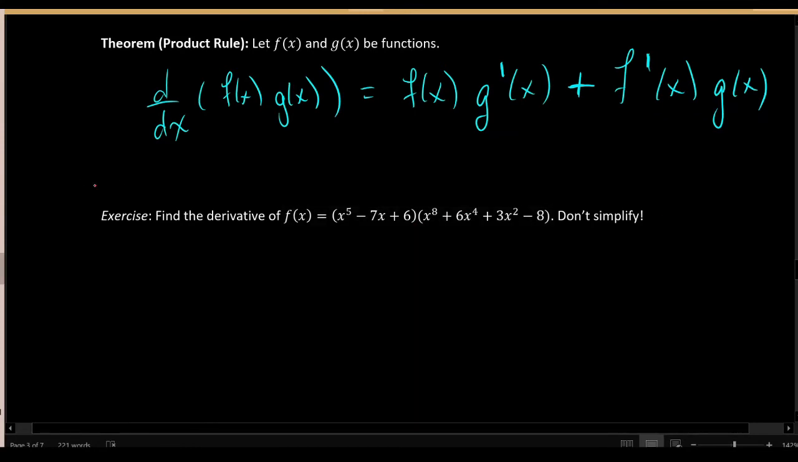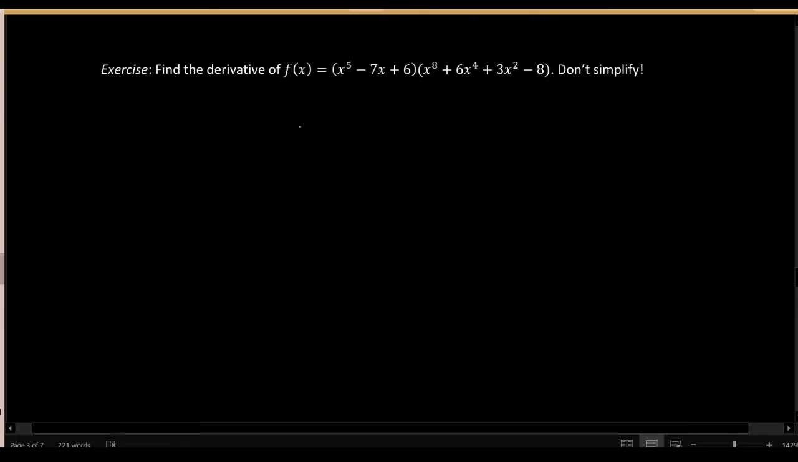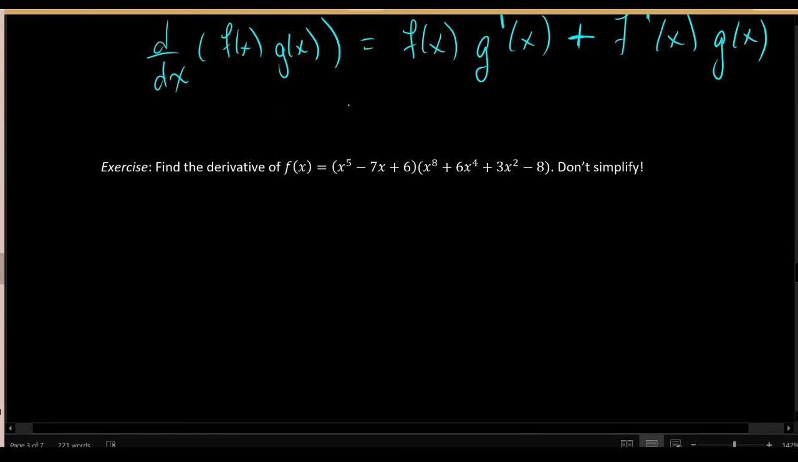Let's practice using that rule in a situation like this one. We're trying to find the derivative of the product. I have a product of two functions, and I want to find the derivative of this product. So the product rule says, take your first factor, don't do anything to it. Take x to the fifth minus 7x plus 6 and just copy it down to the next line.